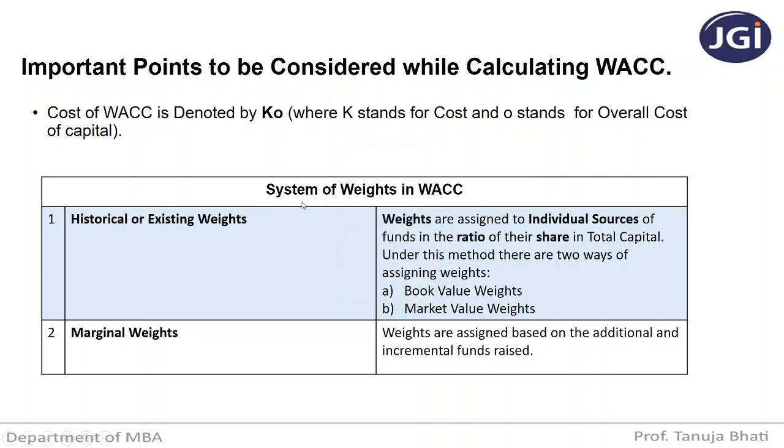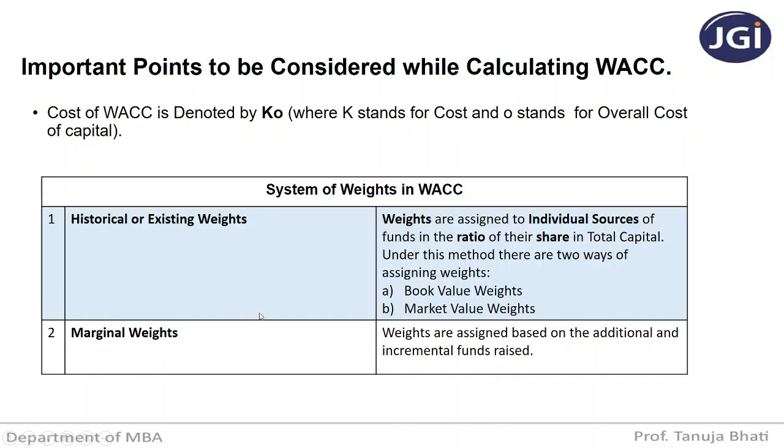Now, other thing that needs to be considered here is the system of weights in weighted average cost of capital. As in the name itself, we see it is weighted average cost of capital. So there are some weights assigned. There are two types of weights to the various sources of funds, that is historical or existing weights and marginal weights. So whenever we are solving problems relating to weighted average cost of capital, there can be two types of weights on the basis of which we can solve the sum. First one is historical or existing weights and second is marginal weights.